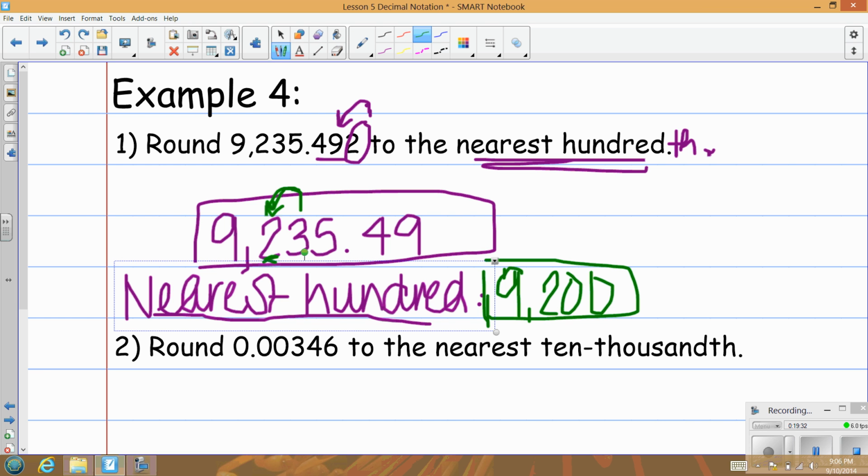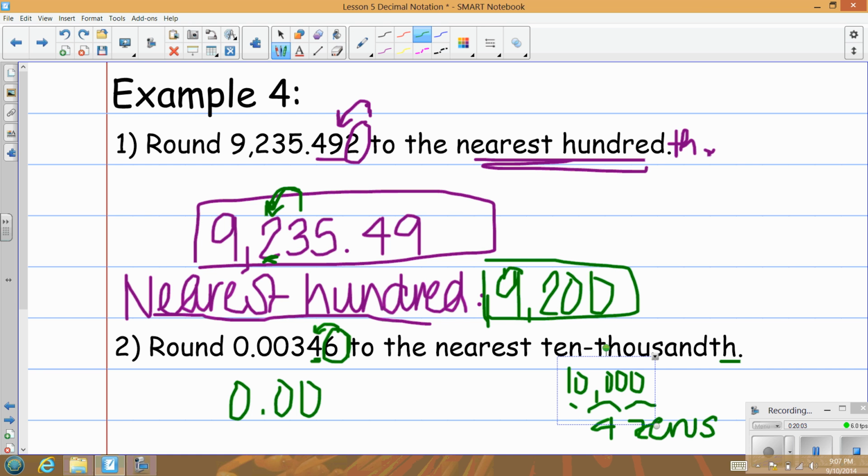So then this last one, this is going to be a decimal because we're looking at 10,000. So the nearest 10,000, think about the number 10,000. There's 4 zeros. So that tells me that I need to go 4 decimal places. So 1, 2, 3, 4. I'm looking at this number here. It's 5 or bigger, so that means I need to bump that 4 up to a 5. So when I round, it's going to be 0.035. Okay, so it would be 35 ten-thousandths.